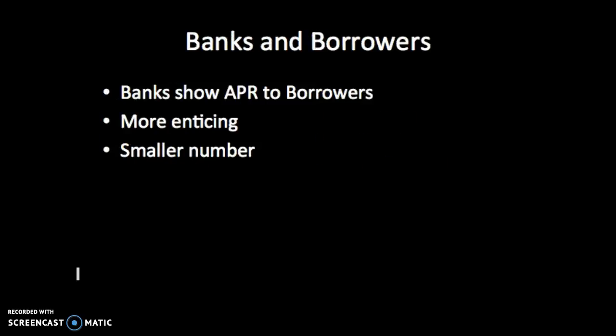So what the banks do is the banks want to show the borrowers the APR, because the APR is going to give you that lower number and it's going to look more enticing. If you're going to borrow money, you want to see smaller numbers with your interest so that you think there's not going to be as much interest that you have to pay off. When in fact, the APY is the actual interest you're paying off, not the APR. But the banks want to show the APR because it's smaller and you're more likely to sign off on it because it looks better.